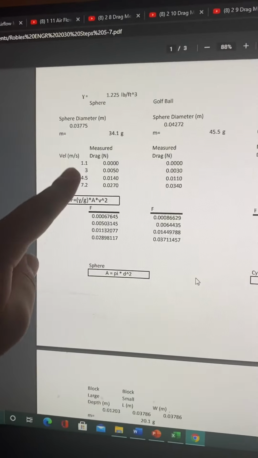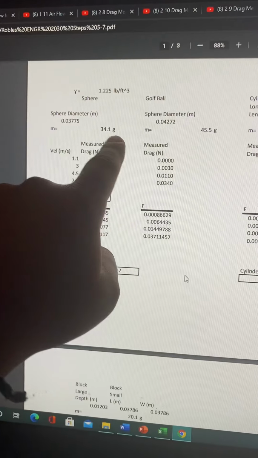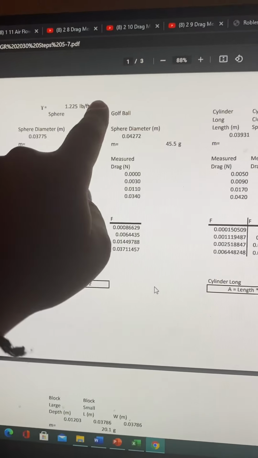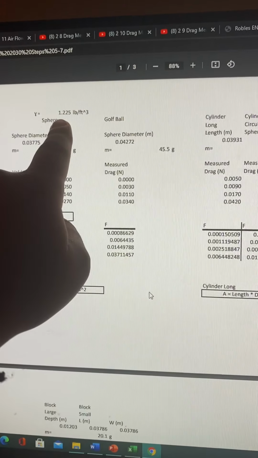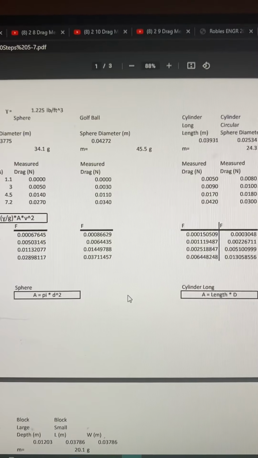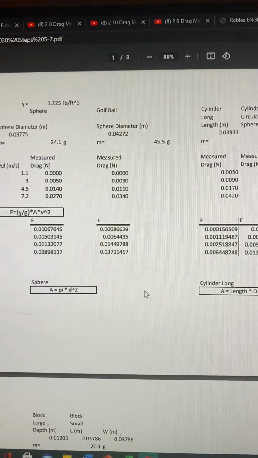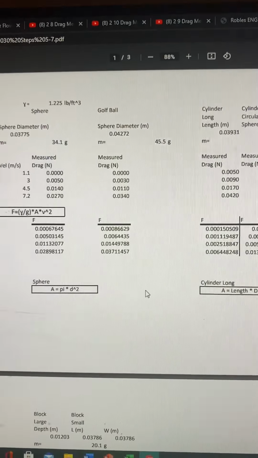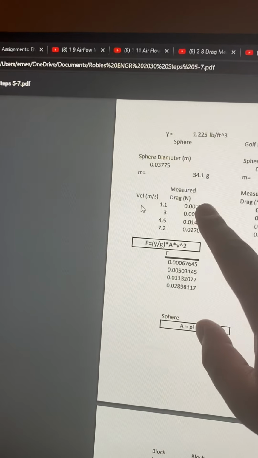We'll start off with the sphere. Here's the mass, here's the diameter, and this 1.225 pounds over feet cubed is the density of air that I used from my previous steps 2 and 4. I'm just using the same one to be consistent. Right here is where we have the velocity, the measured velocity, and the measured force.